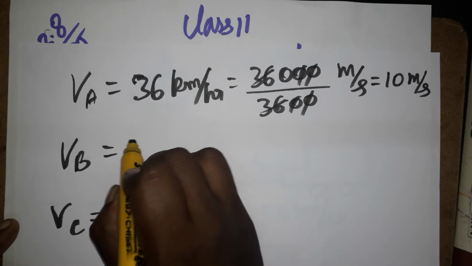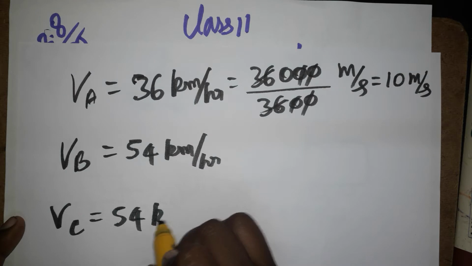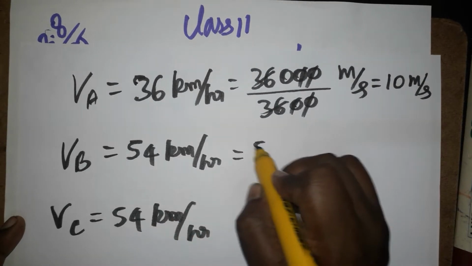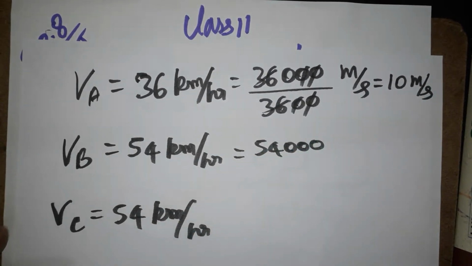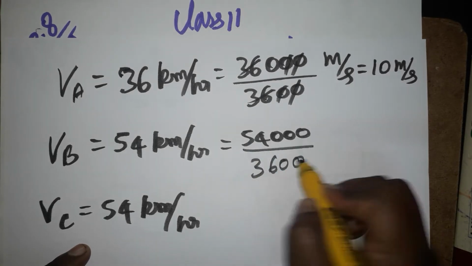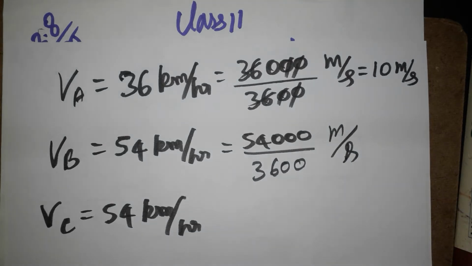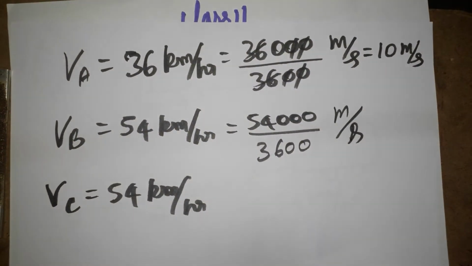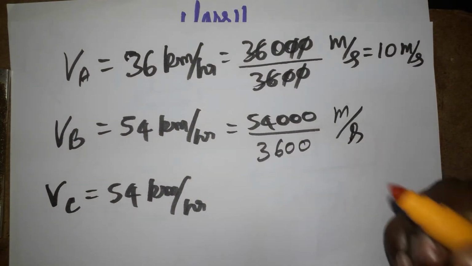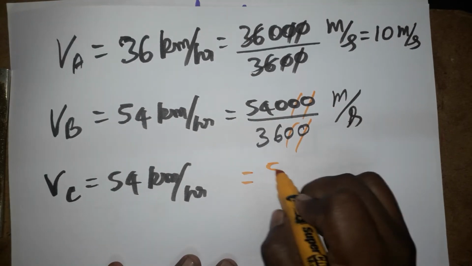Next, it is 54 kilometer per hour. This also is 54 kilometer per hour. Now 54,000 divided by 3,600 meter per second. You just have to convert the unit. Whatever unit is given, you should convert to the SI unit, meter kilogram second. The 0 gets cancelled.